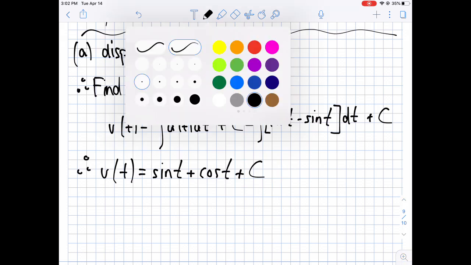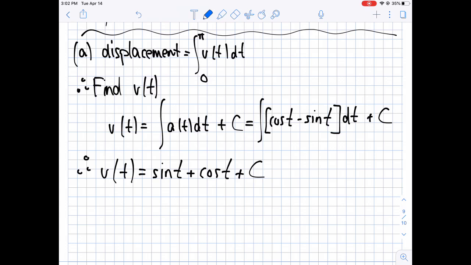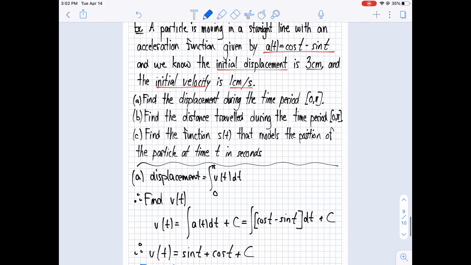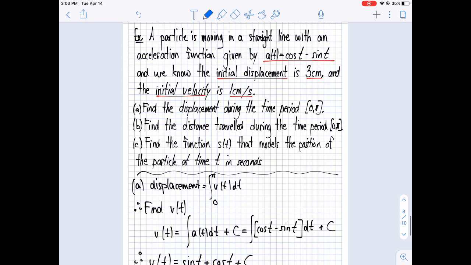Okay, now how do we go about finding c? So think about that for a moment. Think about the information that we are given. We would like to find the c given which piece of information. So you can pause the video here, think about it. How do you find the constant in our velocity function given some of this information?